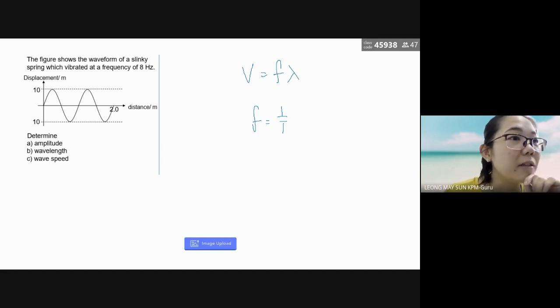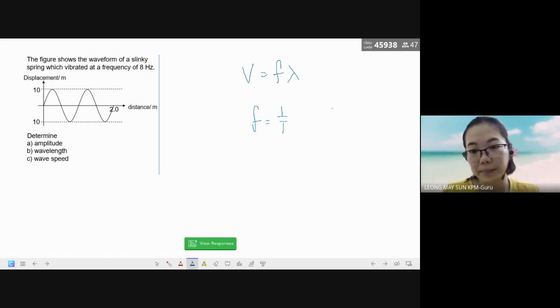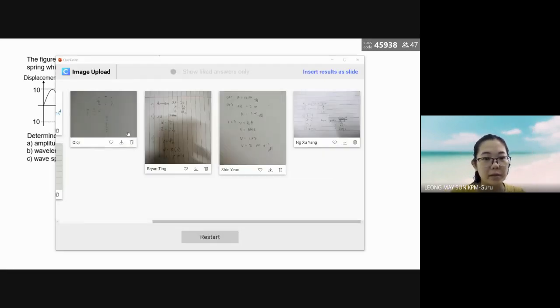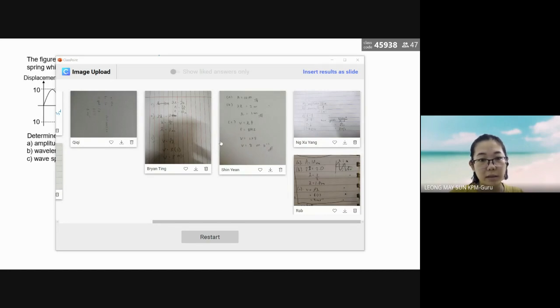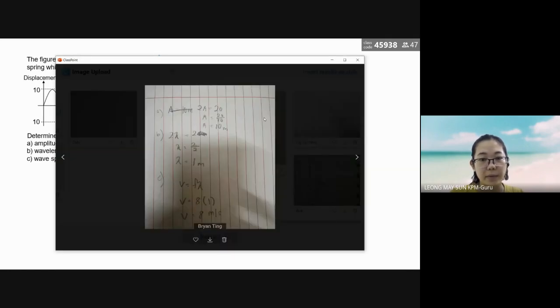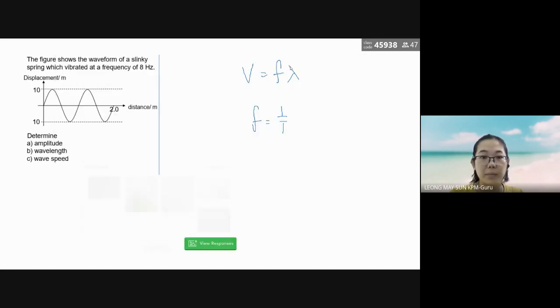Okay, I'm going to close submission already. Let me take Brian's answer. Okay, so how do we actually calculate the answers? Number one, from the x-axis up to the maximum position, that is our amplitude. Or from the x-axis down towards the minimum position, that is also the amplitude. So for question A, how you're supposed to answer is from the graph, amplitude A, you can just write A equals 10 meter.